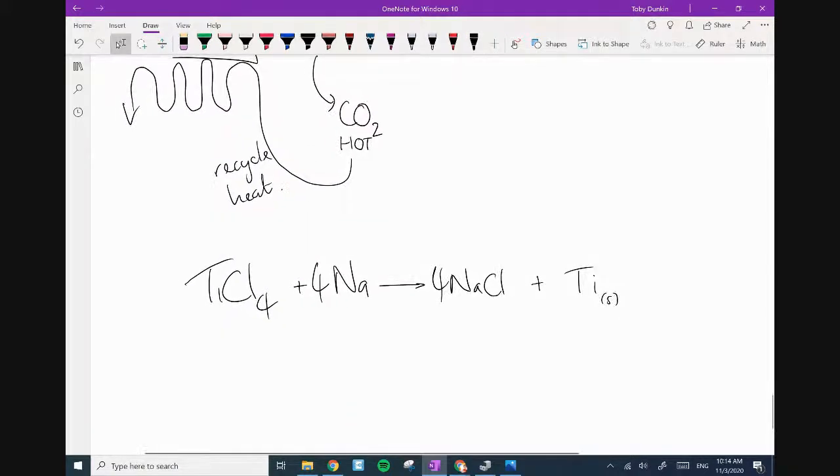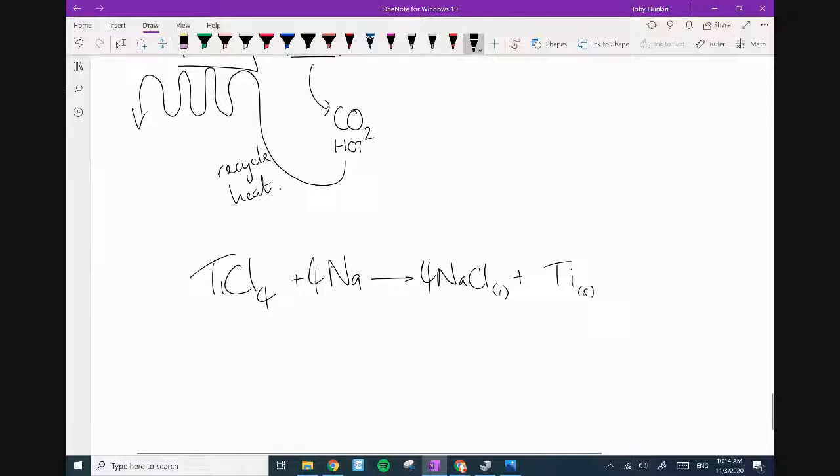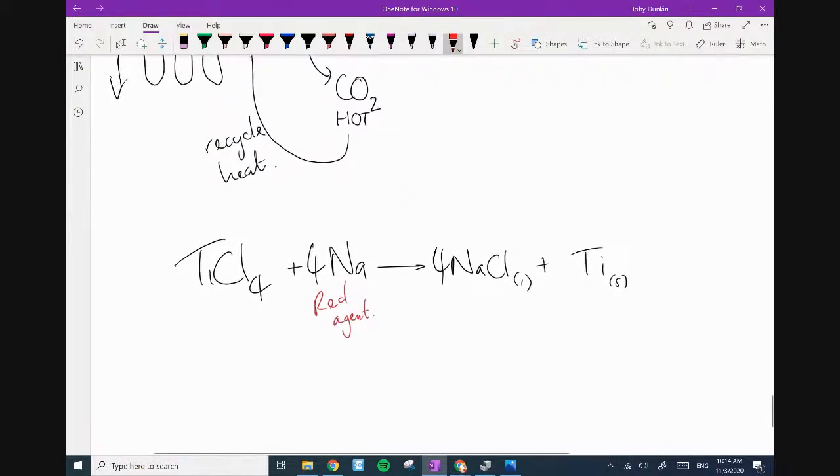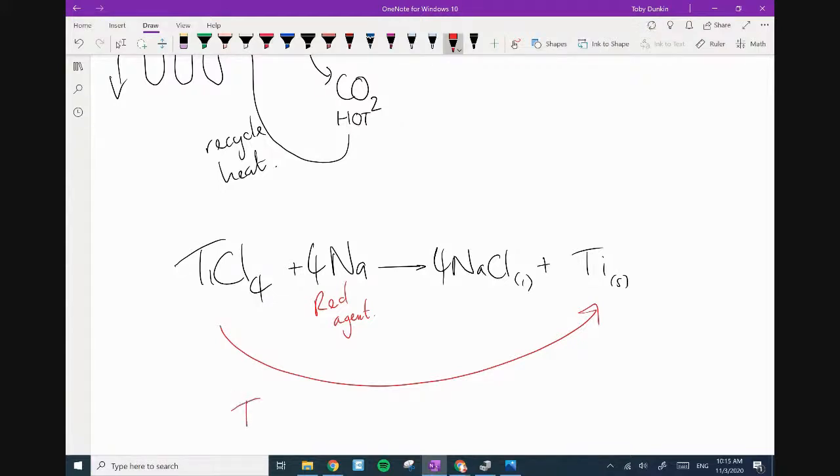And that comes out as a liquid. The titanium comes out as a solid. And so this is the reducing agent. And we're producing pure titanium metal. So just so you know, it's gaining 4 electrons. If you want to know what's going on, the titanium is in a +4 charge state, gaining 4 electrons from the sodium to form titanium metal.